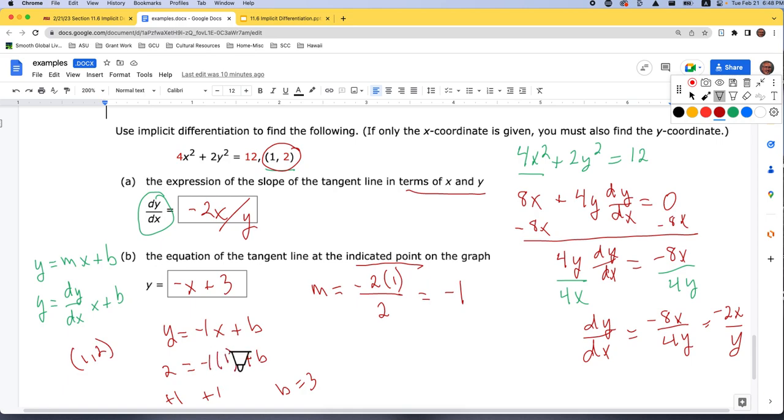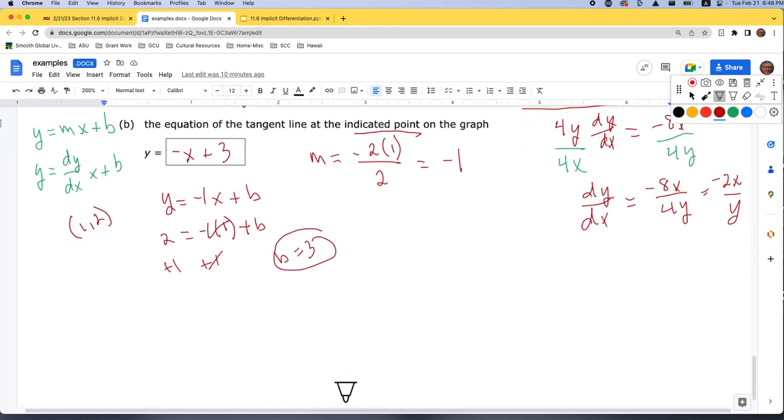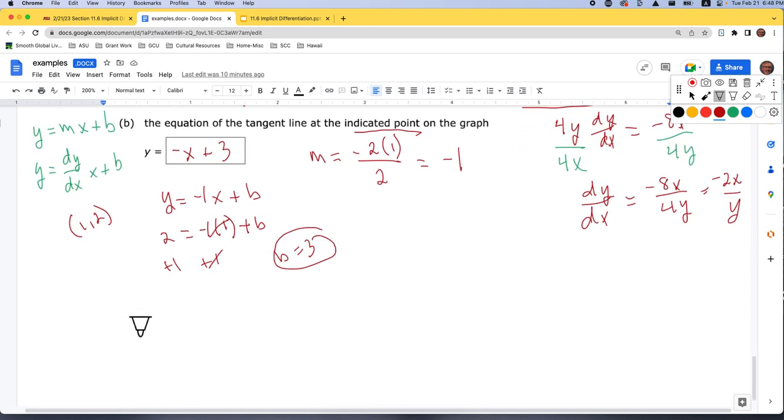So when I add 1 to both sides, this goes away. 2 plus 1 is 3. Gives me that b equals 3. Actually, some of you might like this formula: y minus y1 equals m times x minus x1. Does that seem right?